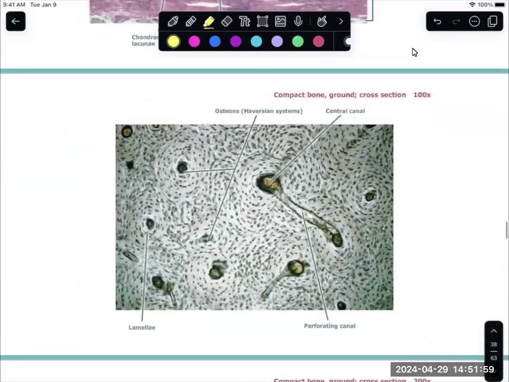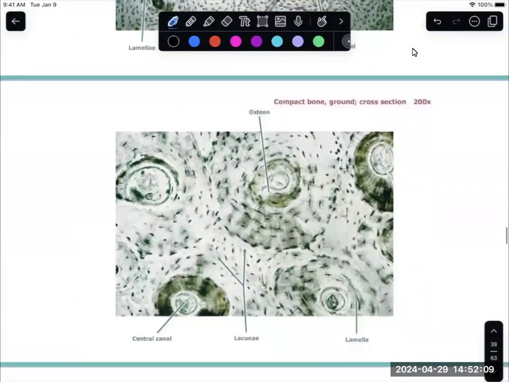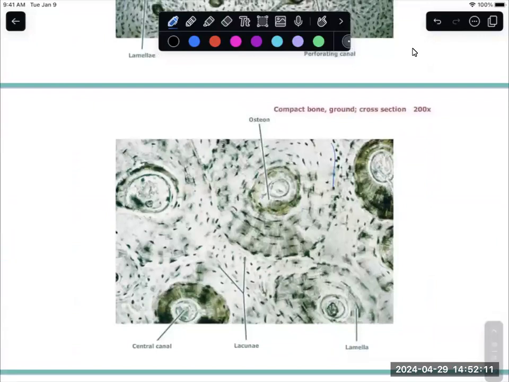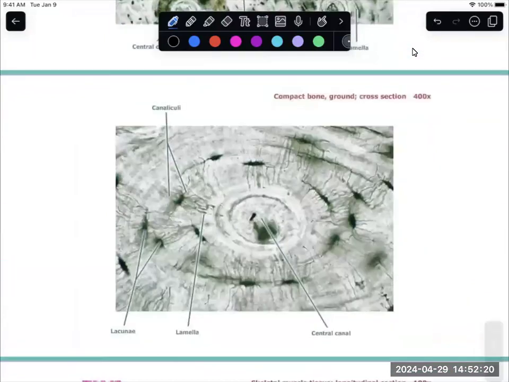Bone. You can see lots of circular areas that look like tree rings. Here's a better example of bone, circular areas that just look like a lot of tree rings. Even closer up.